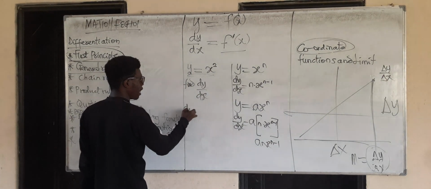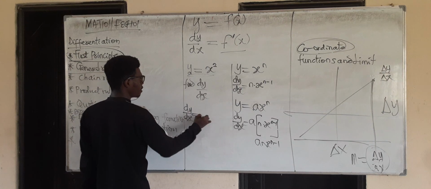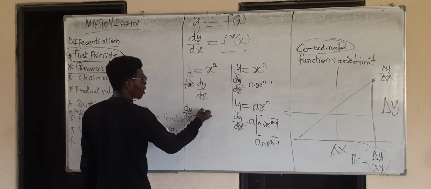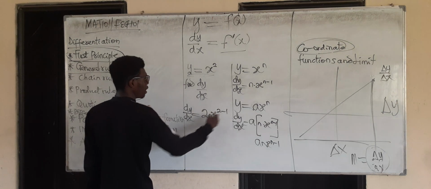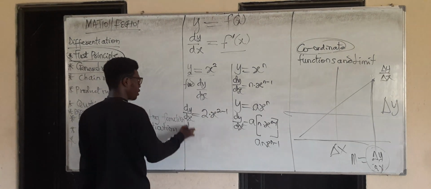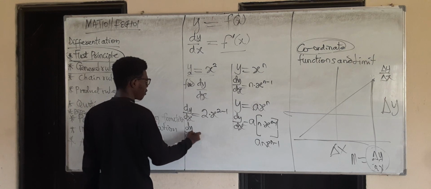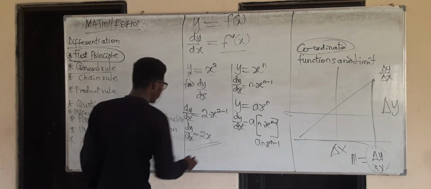So in this case, what are we going to have? We will have dy/dx equal to 2 will come down. So I have 2 times x raised to power 2 minus 1. 2 minus 1 is what? 1. Therefore, dy/dx equal to 2x.